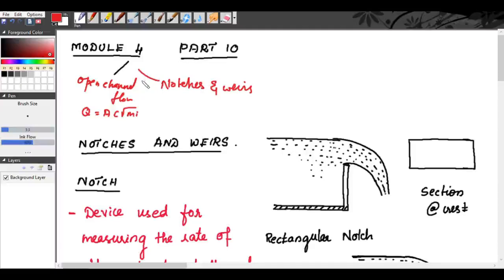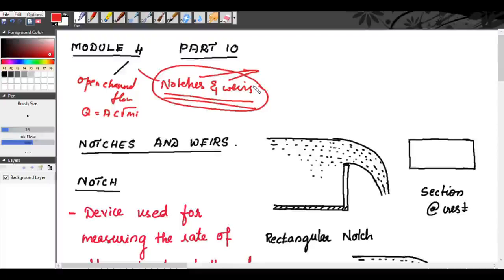So from today onwards, for 3 or 4 classes, we are going to study the next part of our module 4. The second half of our module 4 is about notches and weirs. This notches and weirs comes together because both are used for measuring the rate of flow. Another reason both come together is that the formula remains the same for notches and weirs. So we will see what are notches and weirs.